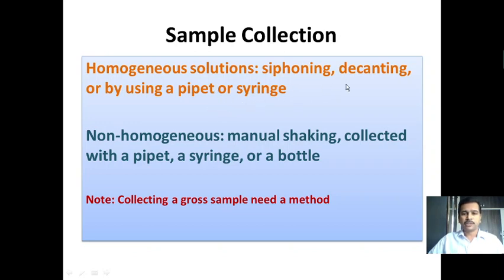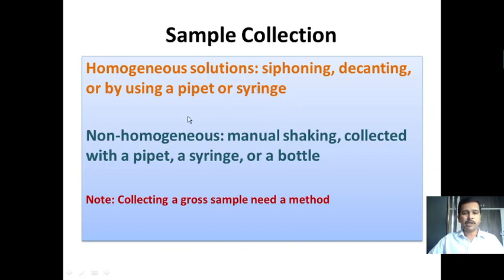So we will use either the siphoning process or the decanting process, or we can pipette the sample. It may be a quantitative pipette or a calibrated pipette, or we can obtain the sample by sucking it into a syringe, and the volume of the syringe will be variable. That depends upon the volume of the sample we require in order to complete the analysis.